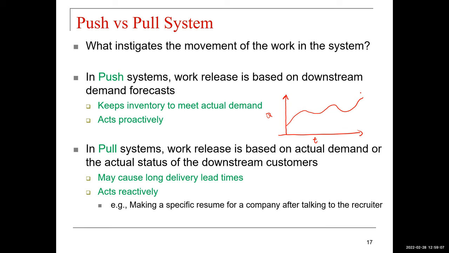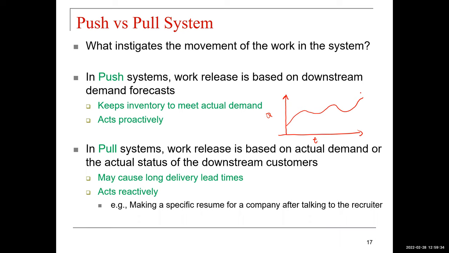We use the forecast to say, next month, we're going to need this many units of this product. So we're going to manufacture those and keep them in inventory. So when the customer comes, we have the product already available and we just ship it and sell it to the customer. That's why this is acting proactively, because you are planning before the demand happens.